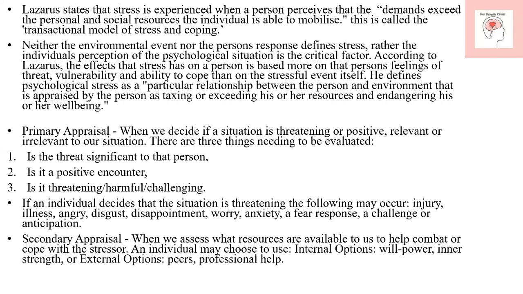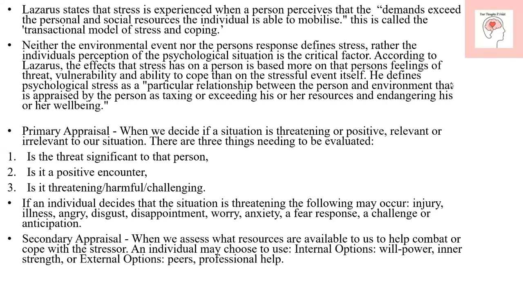If an individual decides that the situation is threatening, the following may occur: injury, illness, anger, disgust, disappointment, worry, anxiety, anticipation. Then secondary appraisal, when we assess what resources are available to us to help combat or cope with the stressor. An individual may choose to use internal options, which are willpower and inner strength, or external options, which are friends, peers, and professional help.